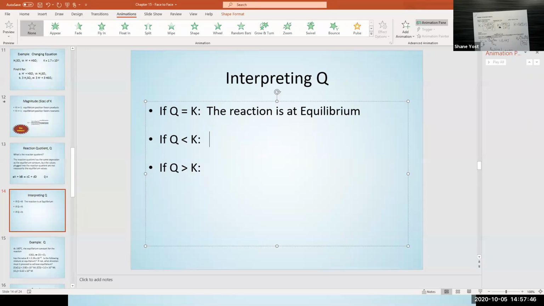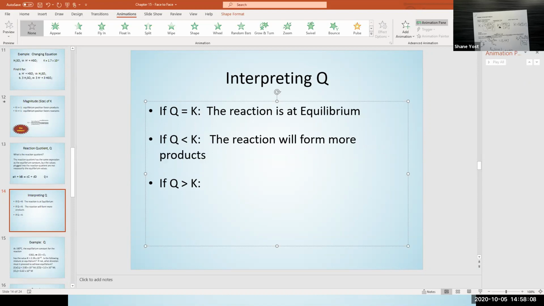So every chemical reaction wants to reach equilibrium. So if I plug in, given some concentration of reactants and products, into my expression for Q and get a number, and I find that the value of Q is less than K, that means the reaction will form more products. And similarly, if Q is greater than K, the reaction will form more reactants.